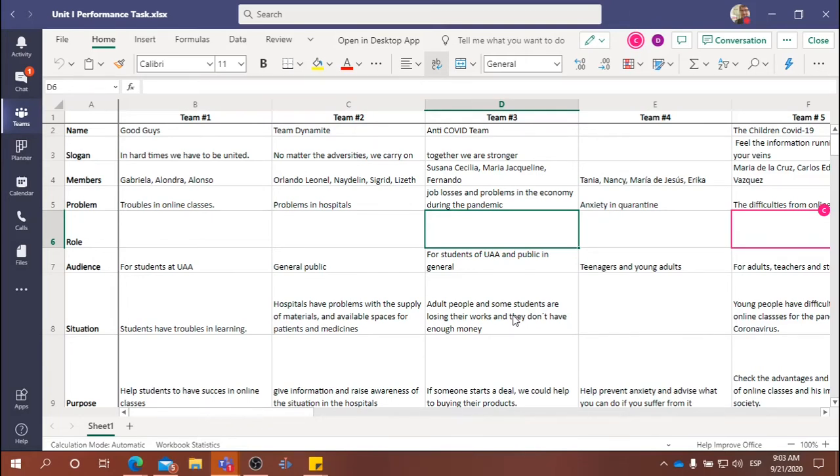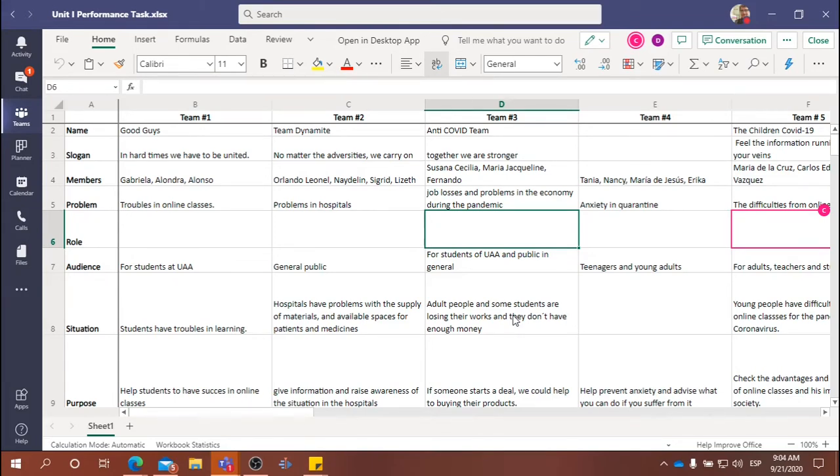Yes, we were thinking that our role could be to encourage the, in this case, the students or the university members to help. If one friend starts a new deal, you will buy the things that they are selling to help them. I don't know if you understand me.